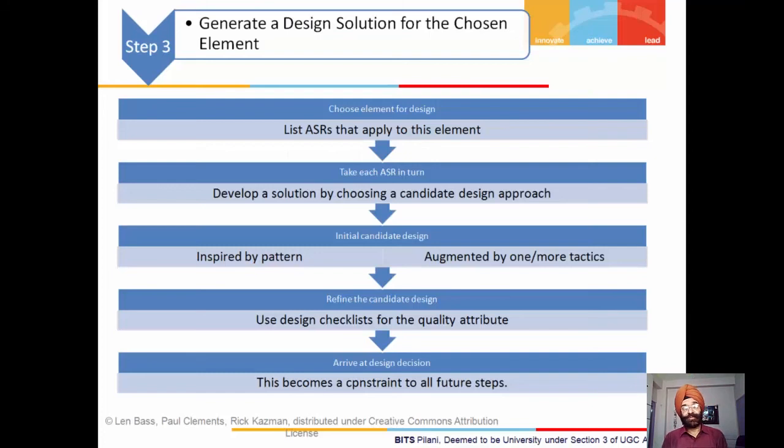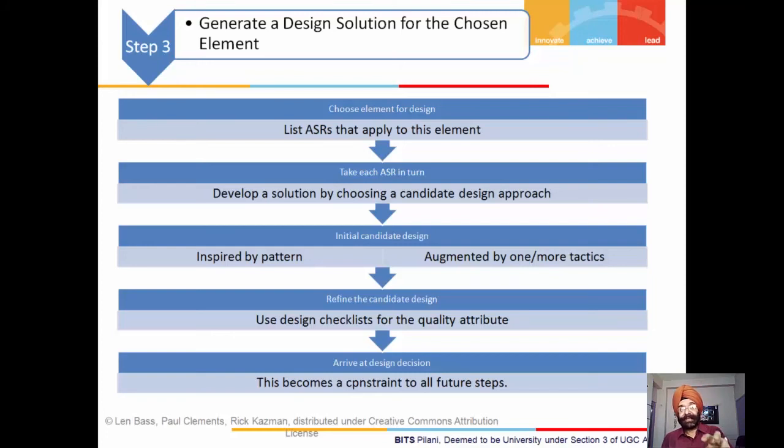Then, having chosen the element, come out with a design solution. You list out the ASRs that apply to that element, develop a candidate solution inspired by patterns, inspired by tactics, taking the constraints into account. Use the design checklist for the quality attribute to see that we have been able to attend to what we wanted to.